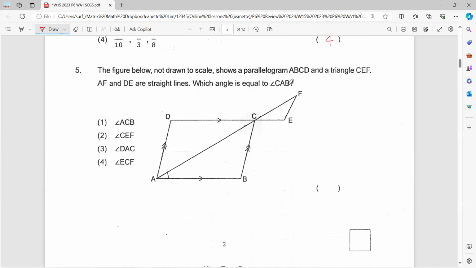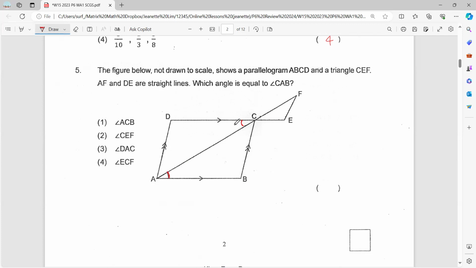Figure below not drawn to scale shows a parallelogram ABCD and a triangle CEF. AF and DE are straight lines. So which angle is equal to angle CAB? Okay, what I'm going to do now is find all the angles that are equal to CAB. You have parallel lines, so you can apply alternate angles, the one that looks like a Z. So this here is the same. I'll just mark all of them out as this original angle.